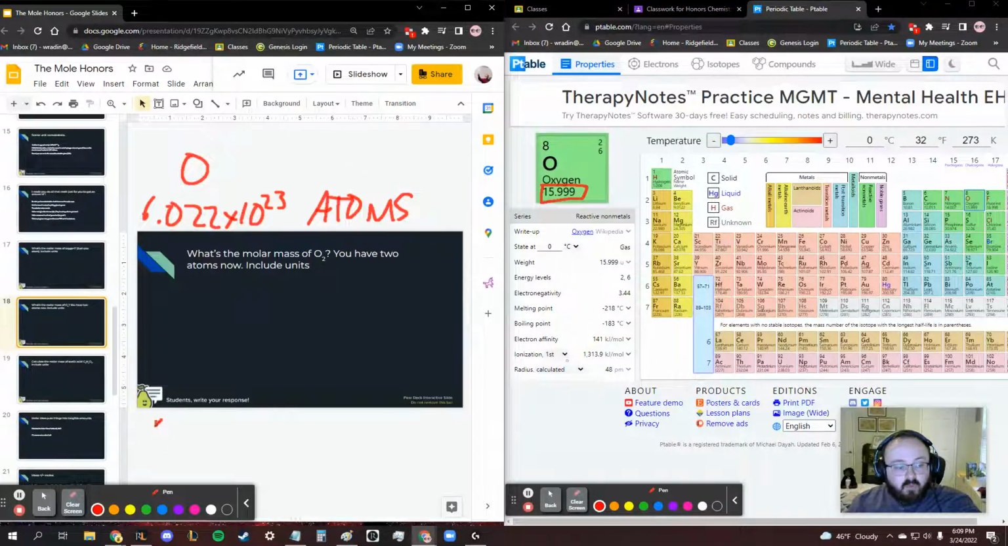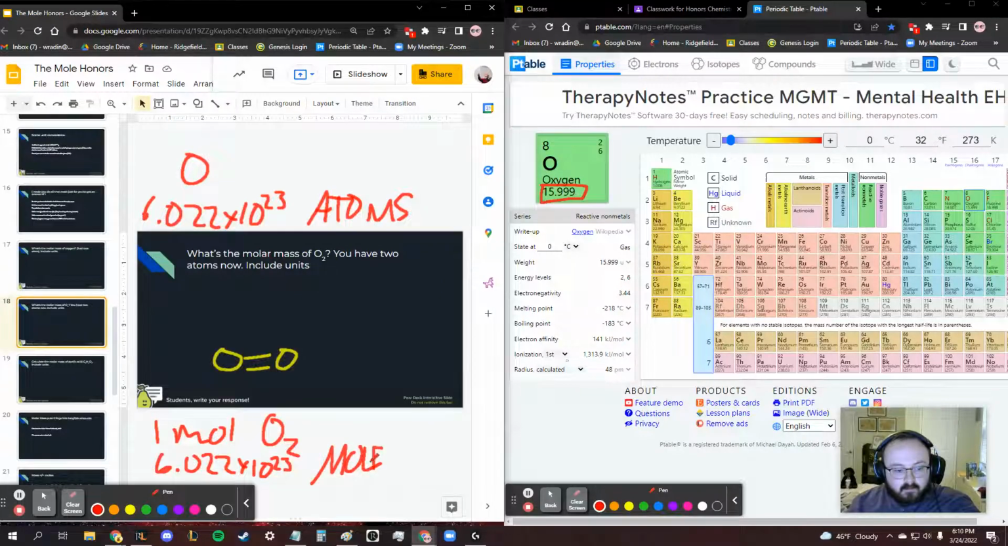However, if you have 1 mole of O2, that's talking about oxygen molecules. The oxygen molecule that looks like this has 2 atoms in it. 6.022 times 10 to the 23rd molecules. I really want to emphasize that difference, because when you're talking about the molar mass of something, that molar mass is the mass of whatever the thing is that you have the mole of, which in this case is the 2 oxygen atoms.